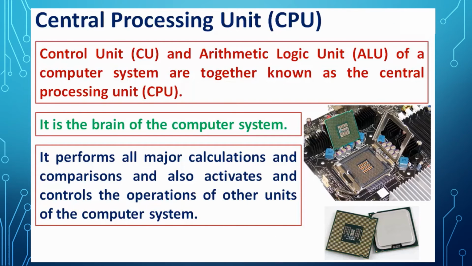Central Processing Unit or CPU. The Control Unit and Arithmetic Logic Unit or ALU of a computer system are together known as the Central Processing Unit or CPU. It is the brain of the computer system. It performs all major calculations and comparisons and also activates and controls the operations of other units of the computer system.